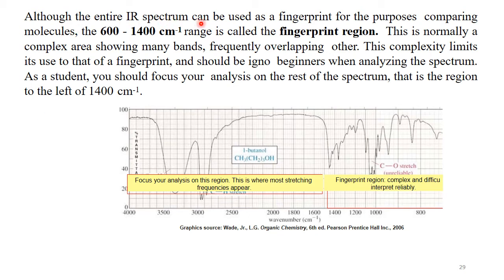Although the entire IR spectrum can be used as a fingerprint for the purpose of comparing molecules, the 600 to 1400 cm⁻¹ range is called the fingerprint region. This is normally a complex area showing many bands, frequently overlapping each other. This complexity limits its use to that of a fingerprint and it should be ignored by beginners when analyzing the spectrum. As a student, you should focus your analysis on the rest of the spectrum, that is, the region to the left of 1400 cm⁻¹.